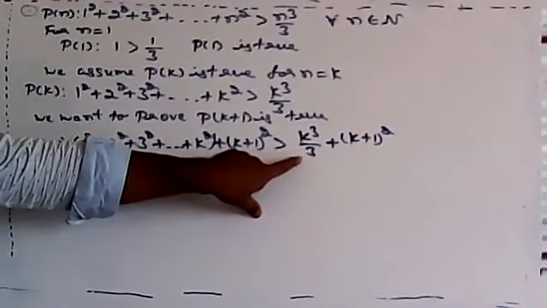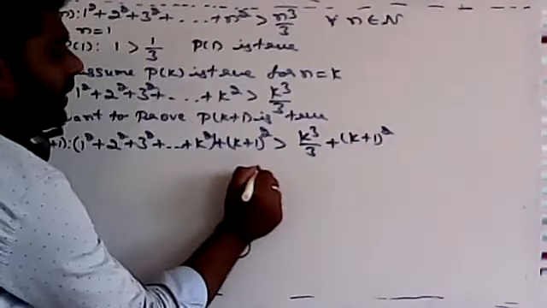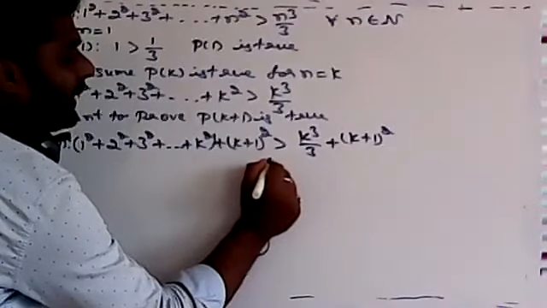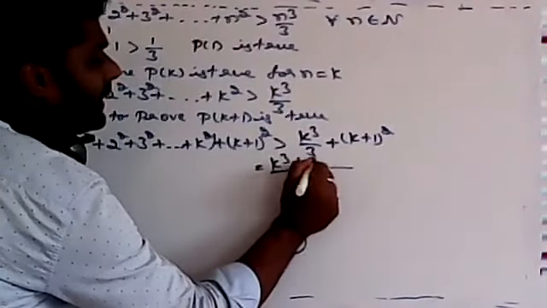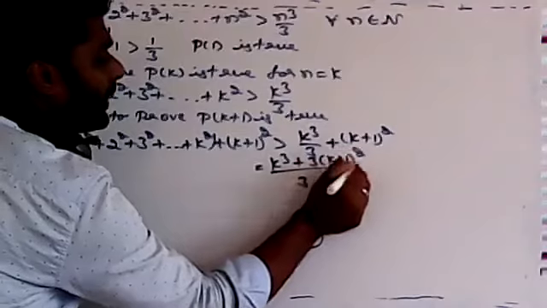Directly I have written this. The k plus 1th term is k plus 1 the whole square. Just add on both sides. Correct? So I'll take this separately as one term up to here, and this is the k plus 1th term. Now I'm considering the RHS side. Take the LCM. What do we get here? k cube by 3 plus 3 times k plus 1 the whole square. Correct? 3 is the LCM. So just apply the a plus b the whole square formula for this one.